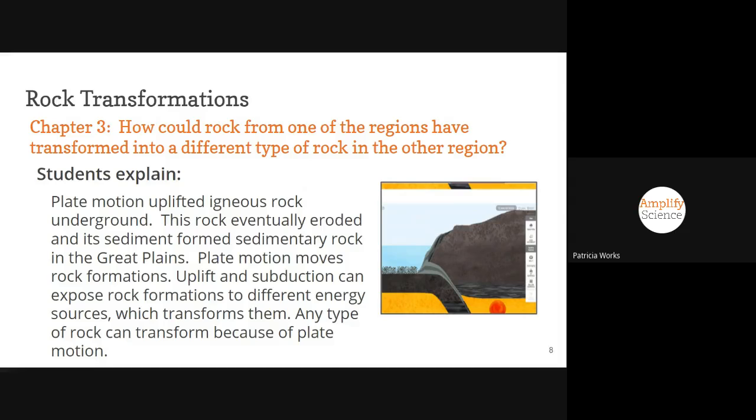At the end of Chapter 3, students are able to explain that the plate motion that occurred near the Great Plains and the Rocky Mountains uplifted igneous rock that formed underground. This rock eventually eroded, and its sediment formed sedimentary rock in the Great Plains. Plate motion moves rock formations. Subduction moves rock down below Earth's outer layer. Uplift moves rock upward towards Earth's surface. Uplift and subduction can expose rock formations to different energy sources, which can transform them. Any type of rock can transform into any type of rock because of plate motion.